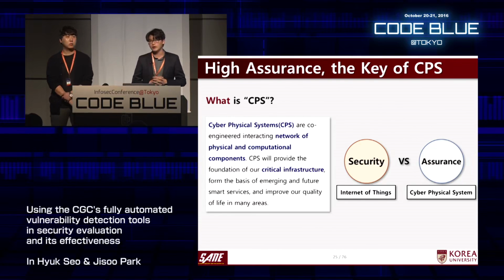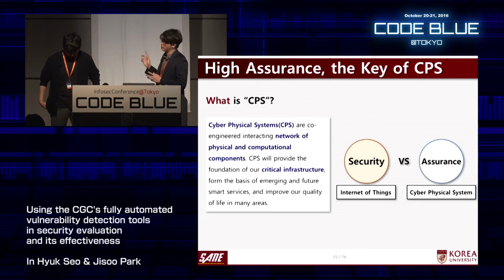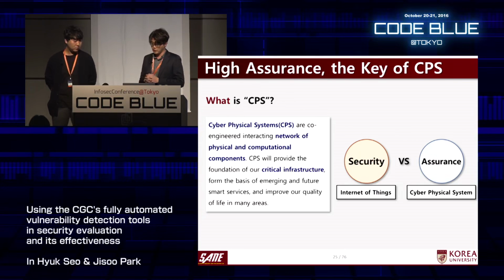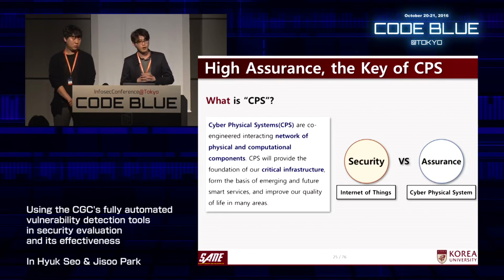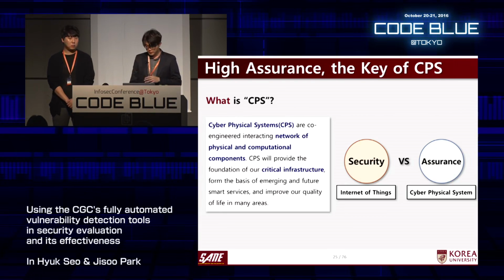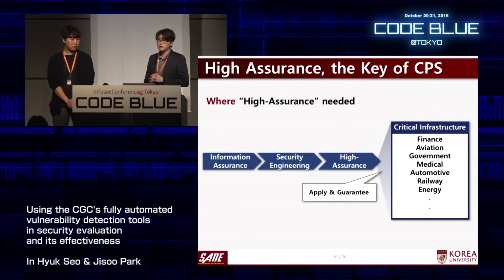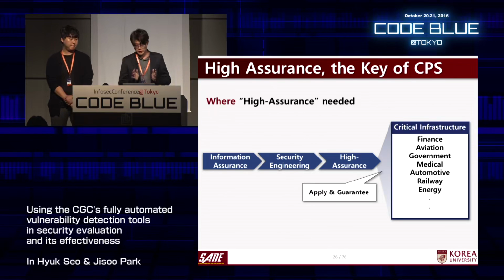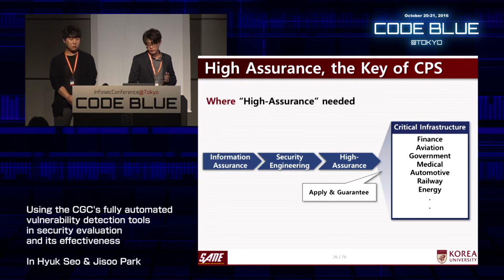Before we talk about high assurance for CPS, let's check some points about CPS shortly. CPS are co-engineered interacting networks of physical and computational components. CPS is the foundation of critical infrastructure. So CPS should consider information assurance. Because critical infrastructure, such as finance, aviation, medical, and automotive, directly and broadly affects human life, high assurance must be considered, applied, and guaranteed for critical infrastructure.